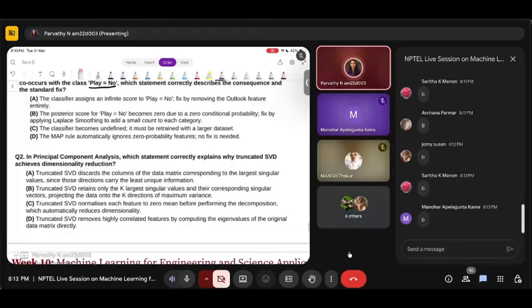In principal component analysis, which statement correctly explains why truncated SVD achieves dimensionality reduction? Truncated SVD discards the columns of the data matrix corresponding to the largest singular values, since those directions carry the least unique information. Truncated SVD retains only the k largest singular values and their corresponding singular vectors, projecting the data into the k directions of maximum variance. Truncated SVD normalizes each feature to zero mean. Truncated SVD removes highly correlated features by computing the eigenvalues of the original data matrix directly.